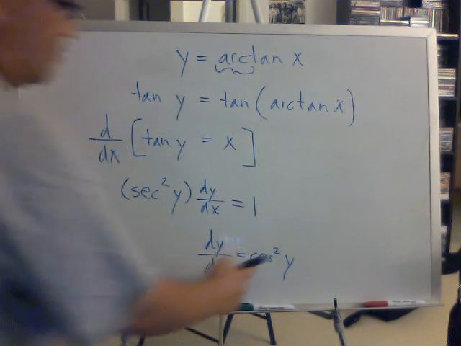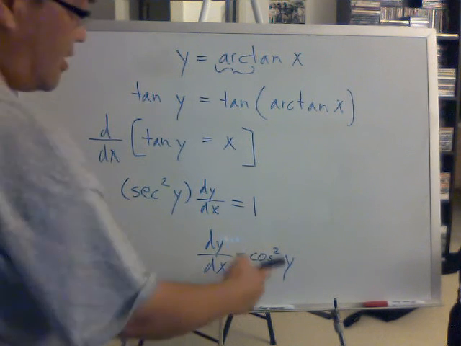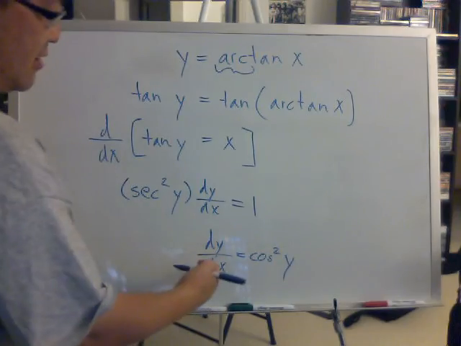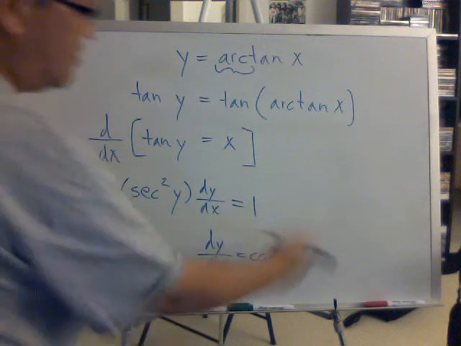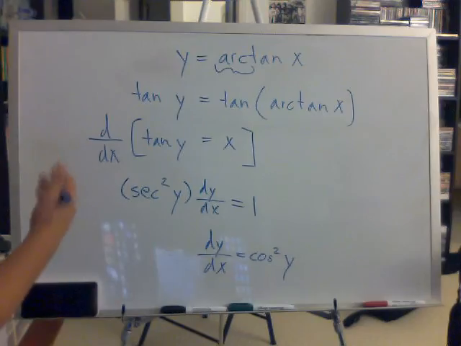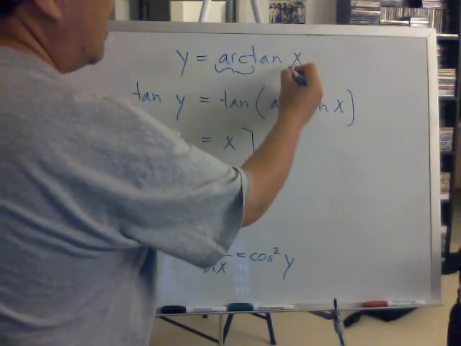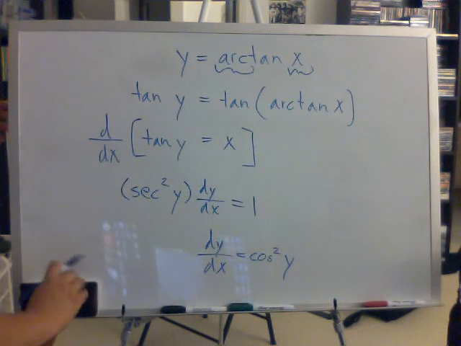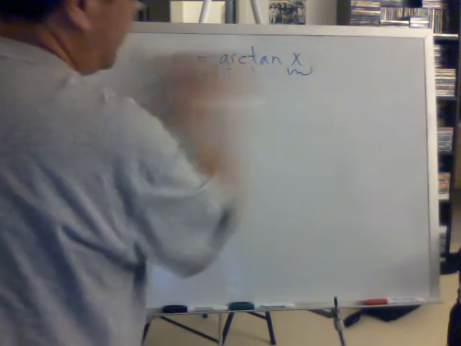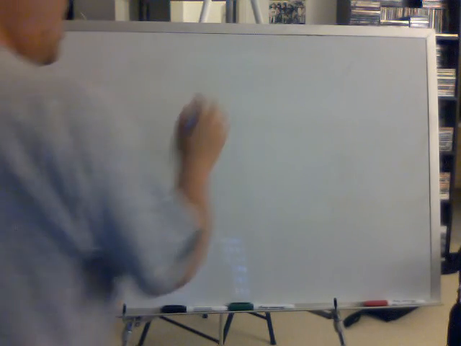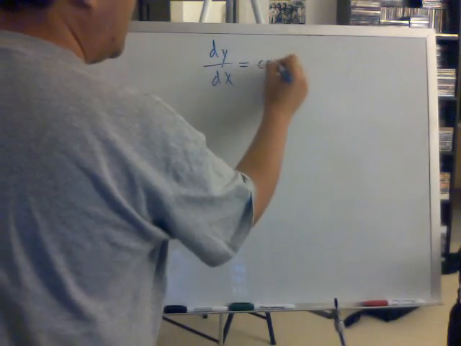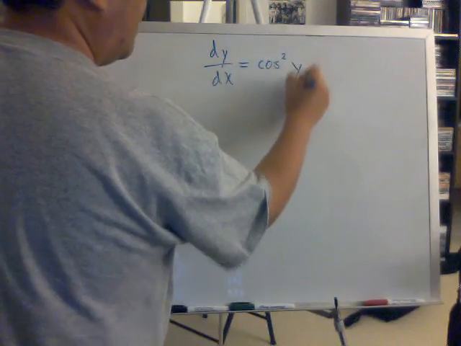The next step is, how do we find cosine squared of y in terms of x? Because we want the derivative of y, dy/dx, to equal some value in x. So we need to convert cosine squared of y into an expression using the variable x. Since I have no more board space, I have to erase this. We know dy/dx equals cosine squared of y.